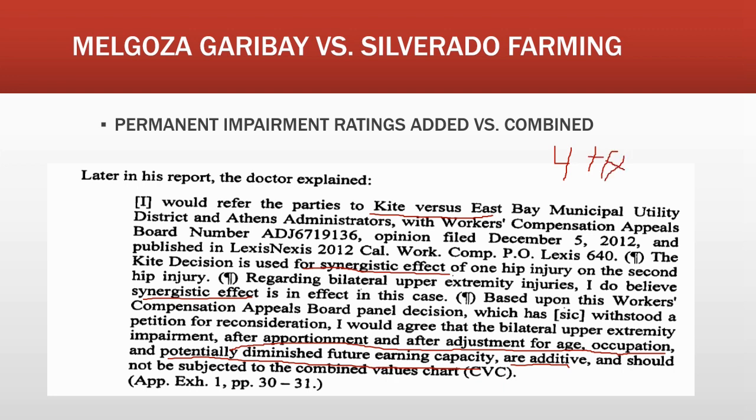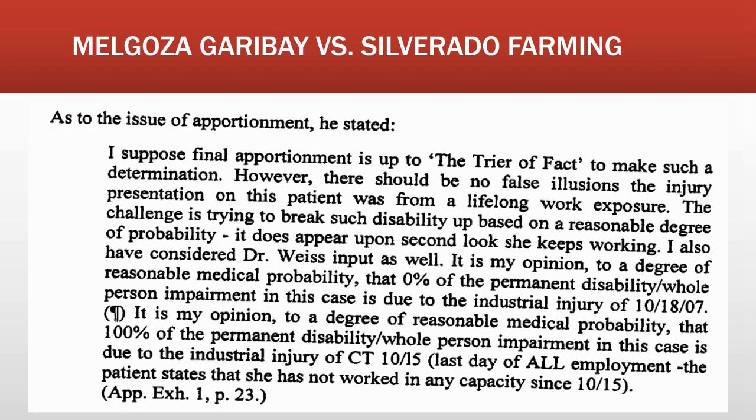This is a qualified medical evaluator who is liberally construing every single possible decision in favor of providing benefits for Miss Garibay. So we've got liberal construction times 4. Let's see what the qualified medical evaluator has to say now about apportionment. He stated in his final report that he supposes that final apportionment would be up to the judge, also known as the trier of fact, to make such a determination.